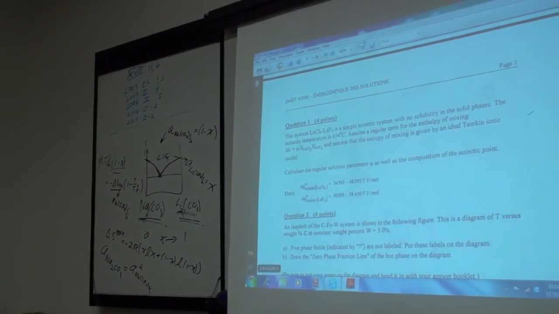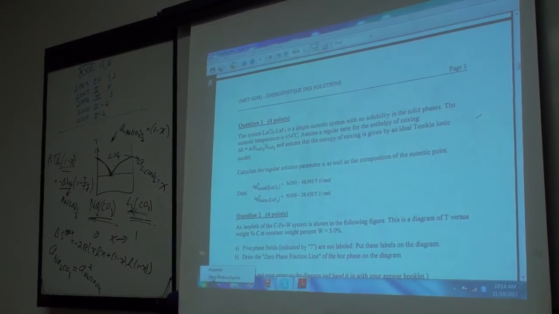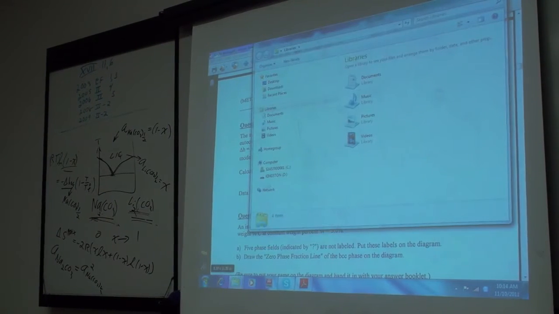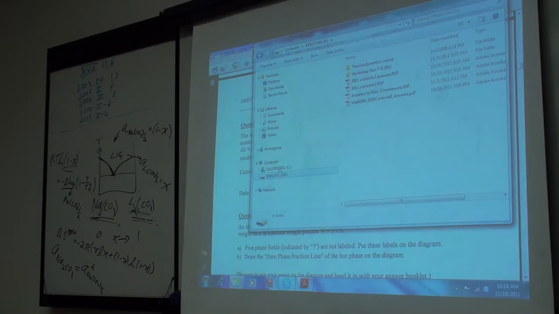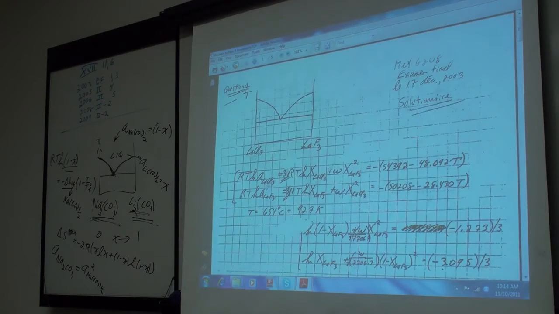And I put this on the computer. It did tend to end up not a very great reproduction. But anyway, there's your phase diagram.